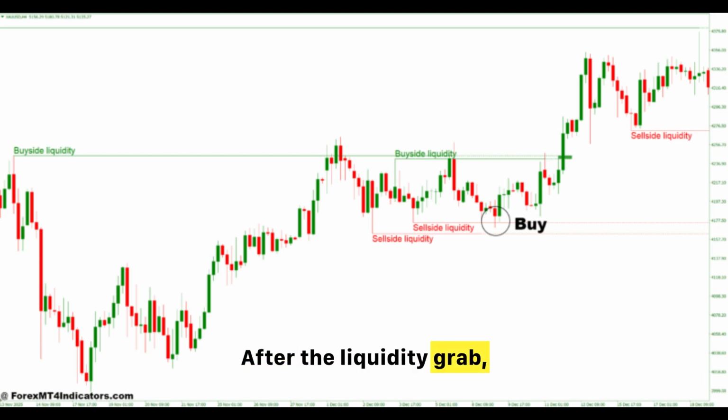After the liquidity grab, watch for strong bullish rejection candles or a bullish break of structure. Enter the buy trade once price closes back above the liquidity zone with momentum confirmation.